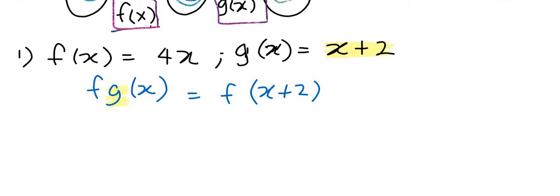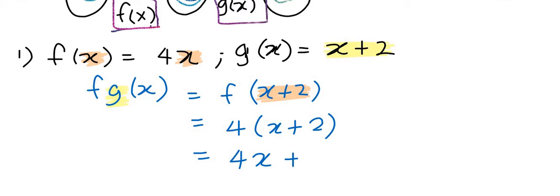And now, if you remember back to the first part of functions, where we learned how to substitute different domains, now the domain is x plus 2. So everywhere that you see x, you will put in x plus 2, because the original function f(x) is equal to 4x. Therefore you're going to have 4 multiplied by x plus 2, and expanding the bracket will give you 4x plus 8.